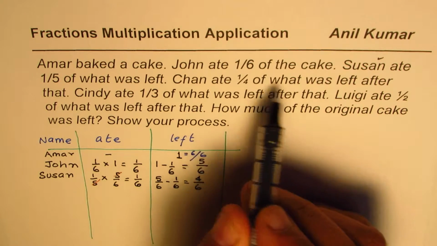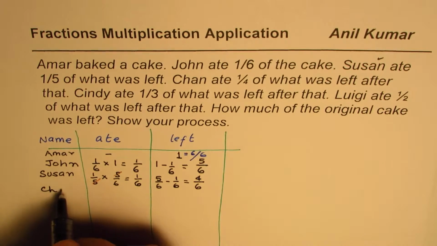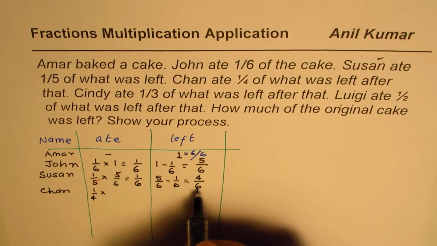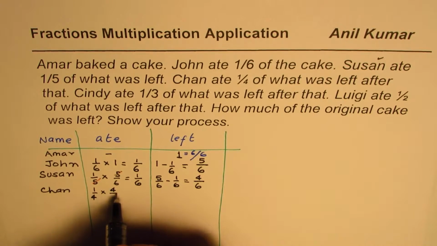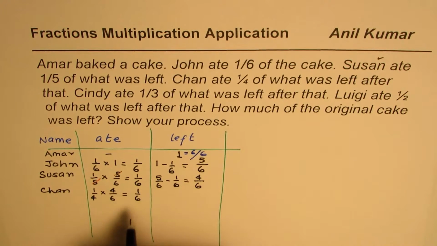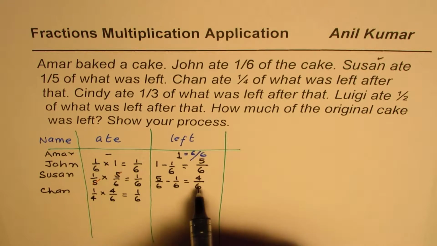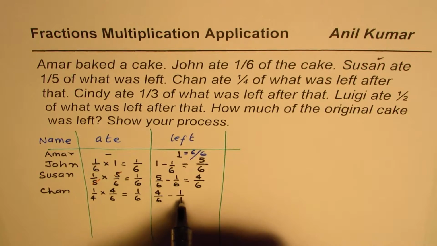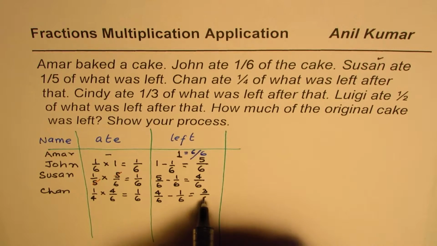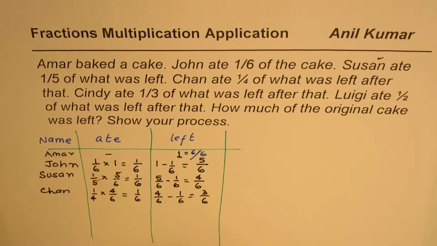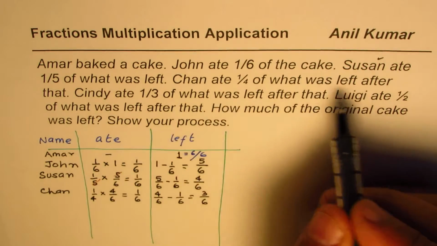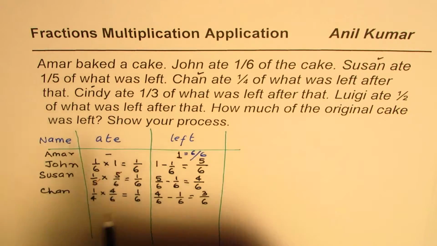Jan ate 1/4 of what was left. So Jan ate 1/4 of 4/6, that is what was left. And that gives us, 4 and 4 cancel, 1/6 again. Now Jan ate 1/6. Now what is left? 4/6 take away 1/6, and that is 3/6. 4 minus 1 with the same denominator 6. Now we've taken care of Jan. Let's look into the next statement.